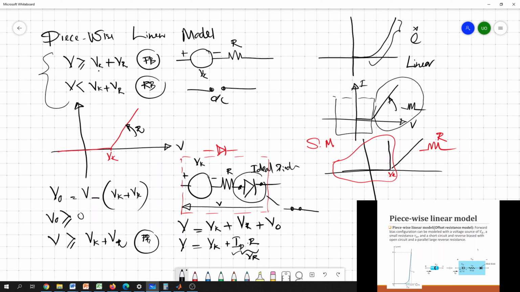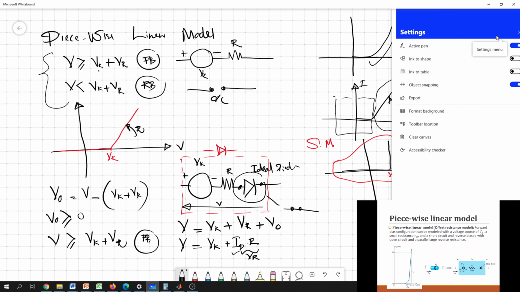Okay, so the gradient of this characteristic curve represents the resistance. We basically approximate this exponential trend with a linear trend, and replace this linear trend using a resistor. If the voltage is less than this amount, then the diode is in the reverse bias region, and we can simply replace the diode using the open circuit model.